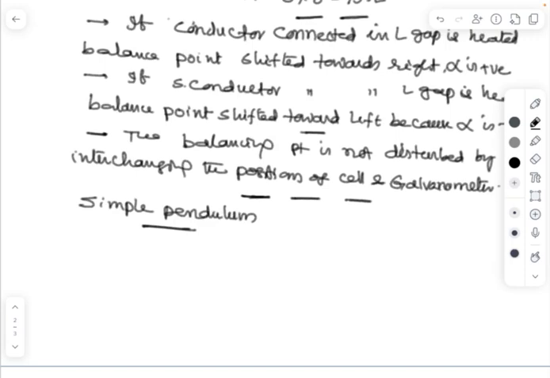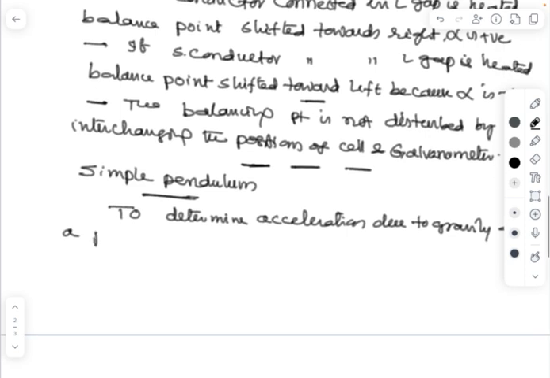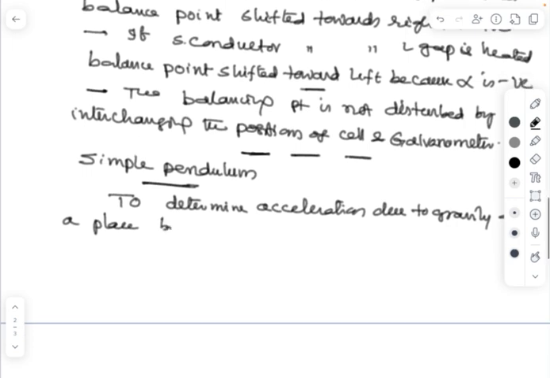Simple pendulum. In practicals, the purpose of simple pendulum is to determine acceleration due to gravity at a place, by knowing length and time period.